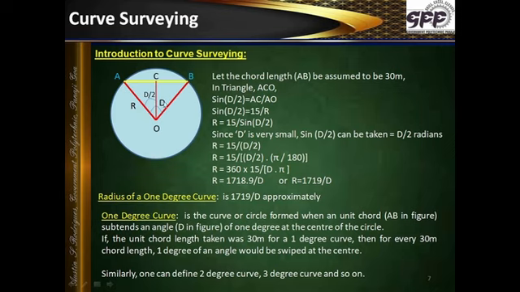If a unit chord of 30 meters was taken for a 1 degree curve, then for every 30 meter chord length, 1 degree angle would be changed at the center. Suppose I want to put another 30 meters over here, obviously the angle would be another 1 degree. Another 30 meters, another 1 degree, and so on. So whatever is the angle for that unit chord, that much angle will be swept at the center. Similarly, from the 1 degree curve, we can have the definition of a 2 degree curve, 3 degree curve, and so on.